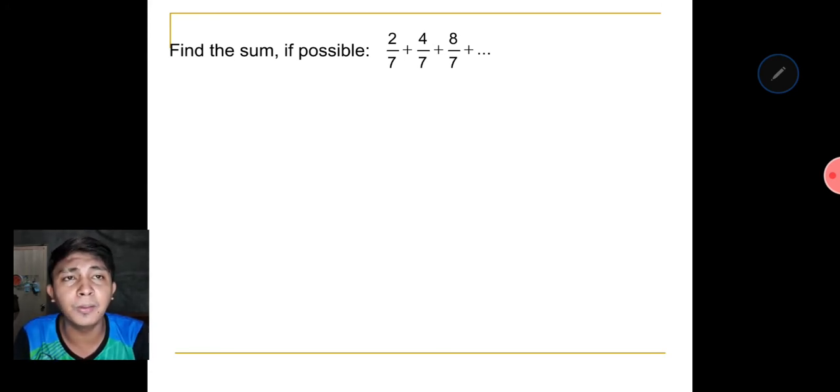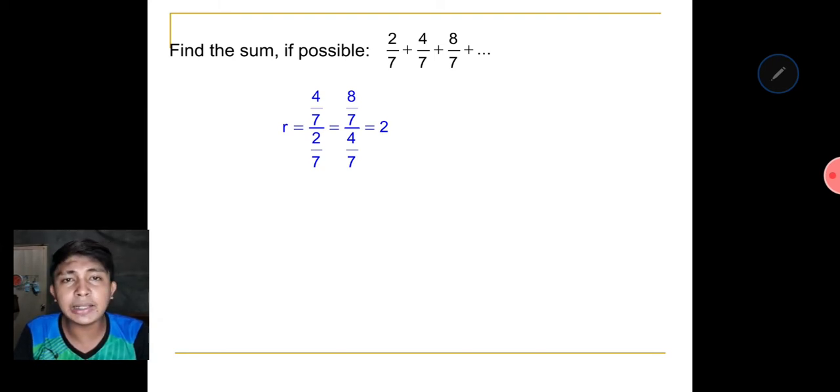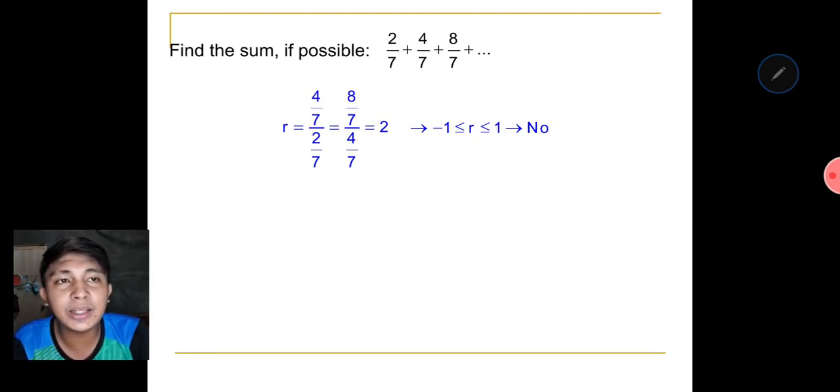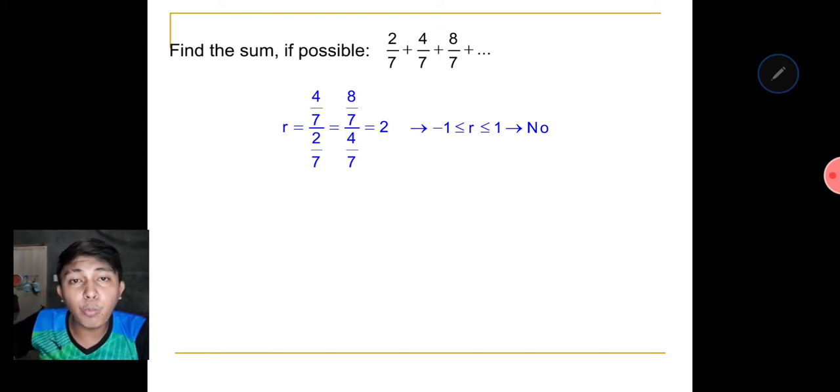Find the sum if possible. 2/7 plus 4/7 plus 8/7. Meron kaya siyang common ratio? Okay. So upon solving, r is equal to 2. Pwede kaya natin makuha ang kanyang sum? No. Okay? Since r is greater than 1, it is impossible for us to get the sum. So there's no sum.